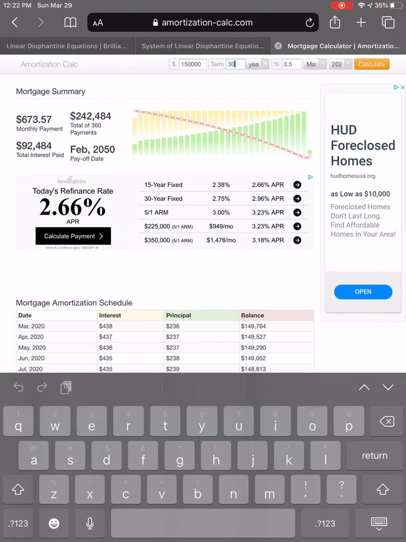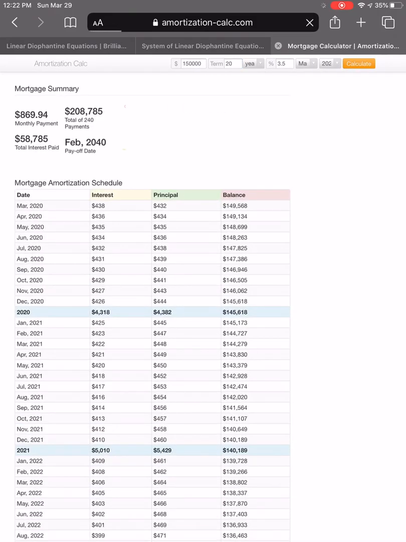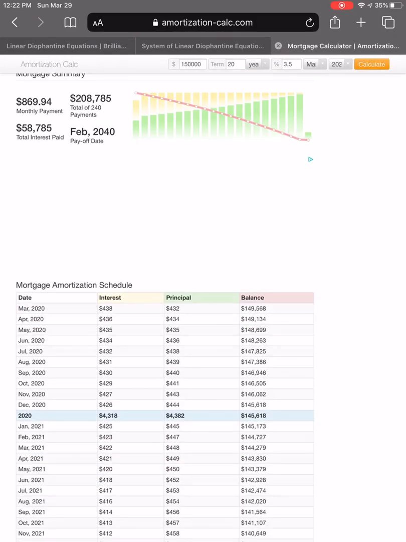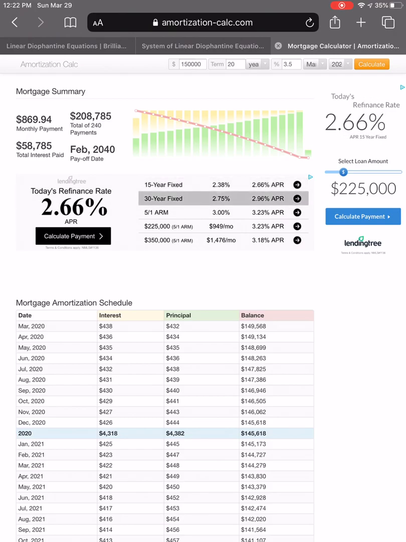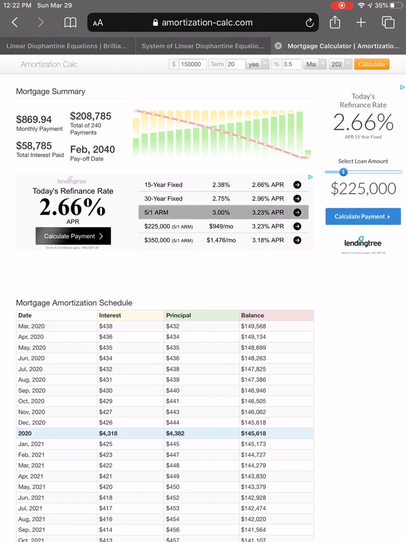So we're working in reverse, saying, okay, maybe we take out the loan for 20 years instead. What happens when we calculate this? $869.94 is our monthly payment. So it's a little closer. We're not paying quite that much, so it'll take us a little longer than 20 years. So let's try another amount.